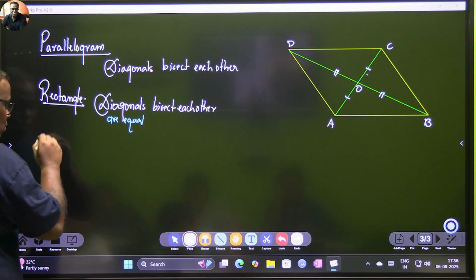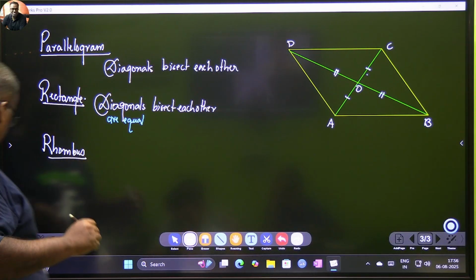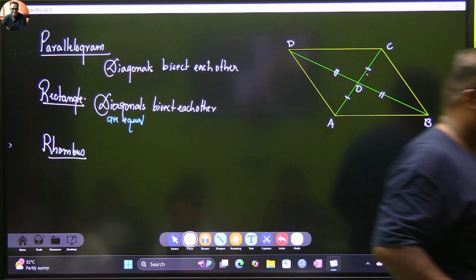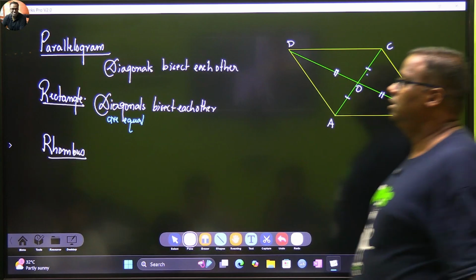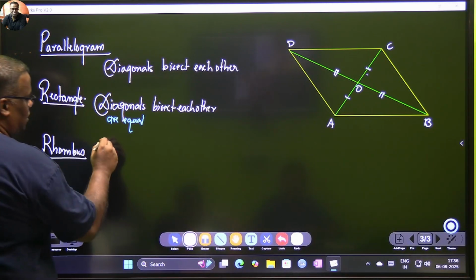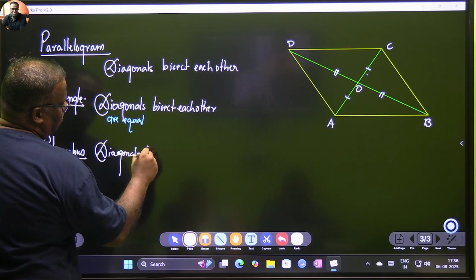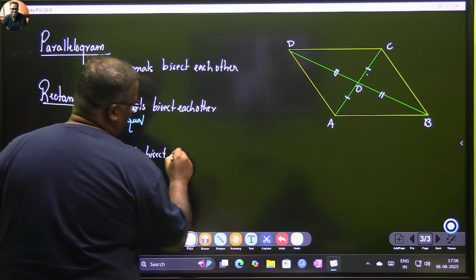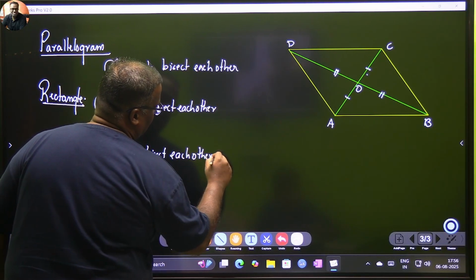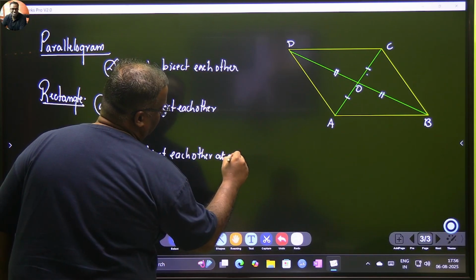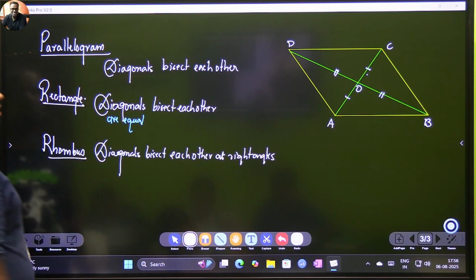Understood? If we go to a rhombus, because they are all from the parallelogram family, we will find that diagonals again bisect each other. That is a motherhood statement, so that will be true. Diagonals bisect each other at right angles. This is additional. Diagonals bisect each other but at right angles.